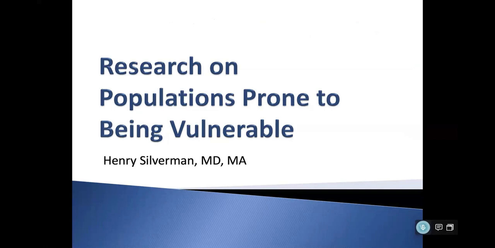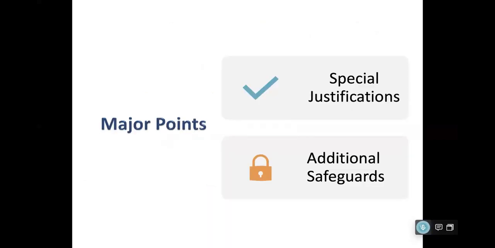We will be talking about vulnerability. There are two major points I want to make. One is, when we enroll people who tend to be vulnerable, we have to give special justifications for why we're enrolling them. And the most common reason is that we want to study an illness that they have that is actually a cause of their vulnerability.